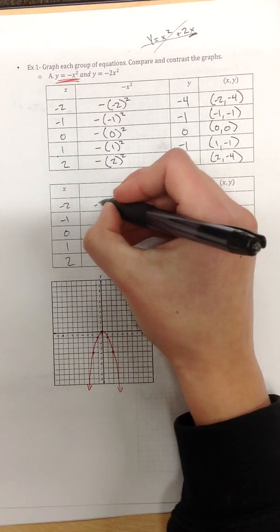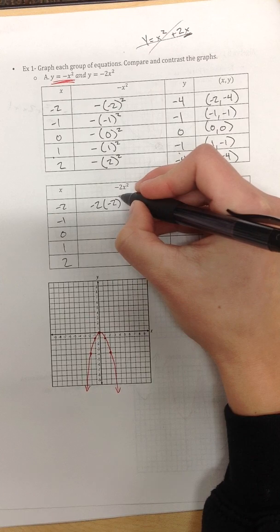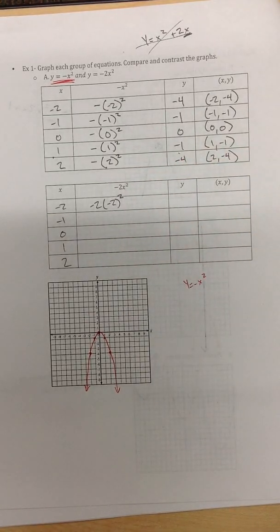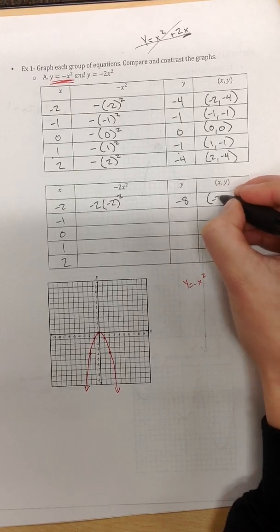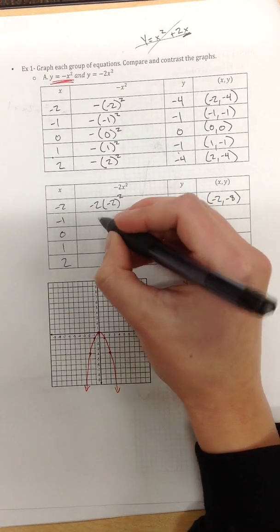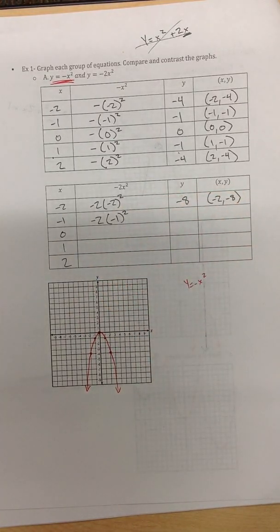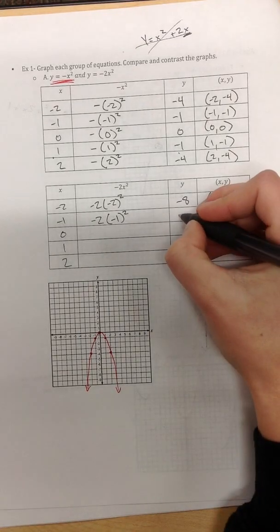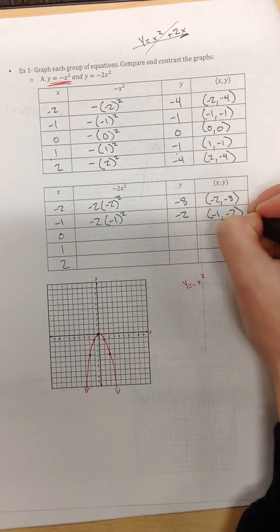Alright, so if I plug in, for my x, I'm going to plug in a negative 2. Make sure those negatives are in parentheses when you square them. So negative 2 squared is 4, times negative 2 would be negative 8. So my ordered pair there would be negative 2, negative 8. Next one I'm going to plug in negative 1, so I'll have negative 2, and then I've got negative 1 squared. If I take negative 1 and square it, that's 1, times the negative 2 would be negative 2. So that would be negative 1, negative 2 for my ordered pair.